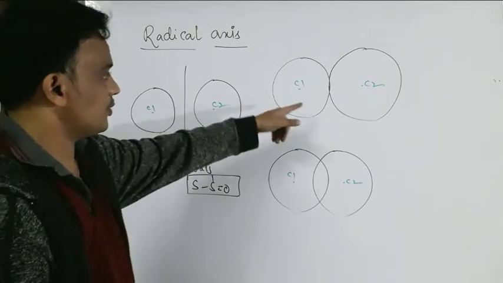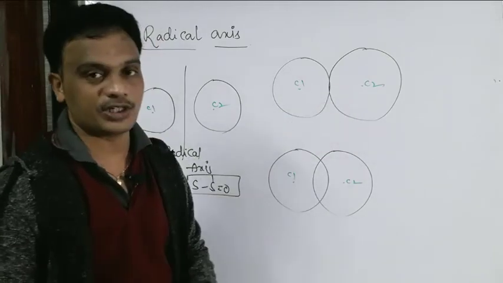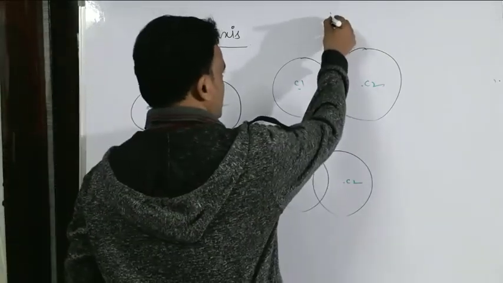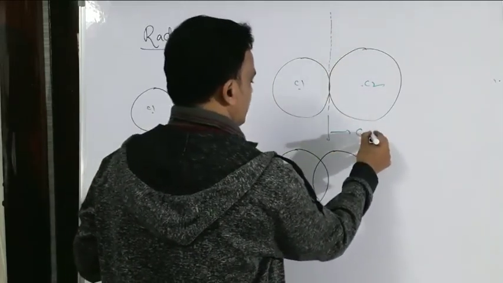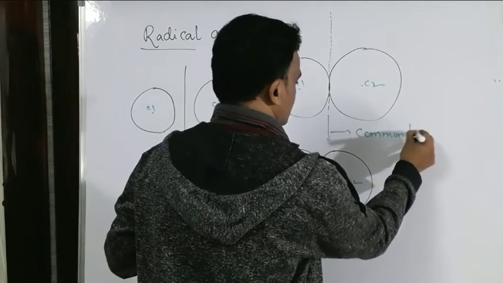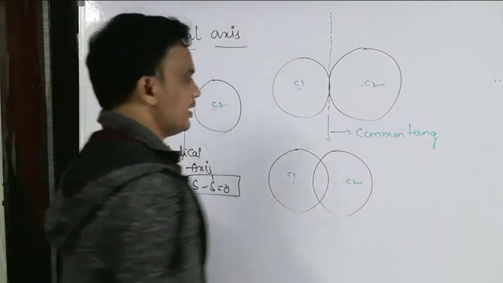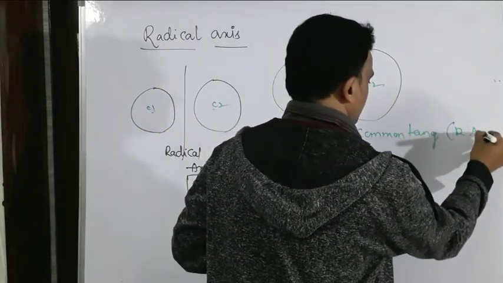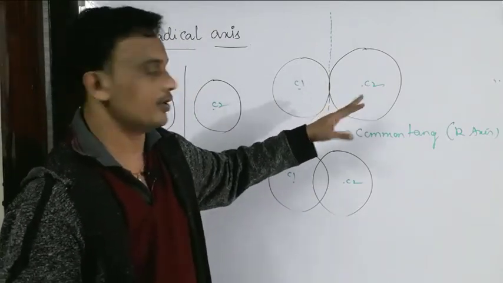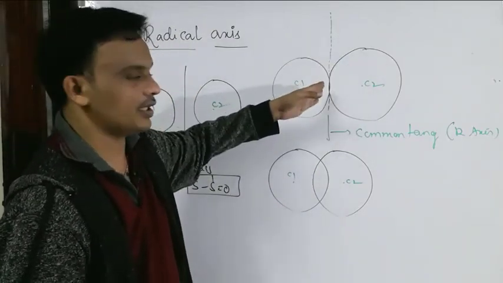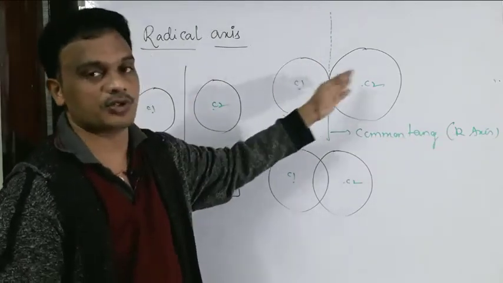Coming to this case, when the two circles touch each other externally, this line is the common tangent, am I right or not? This line is the common tangent. At the same time, the line itself is the radical axis. So when the two circles touch each other, the radical axis is nothing but a common tangent to the two circles.